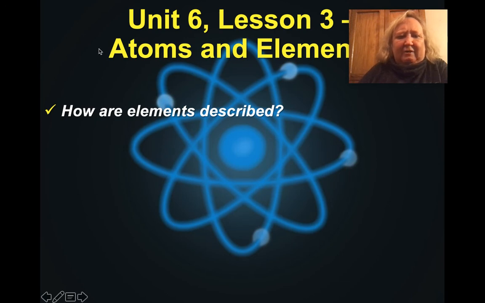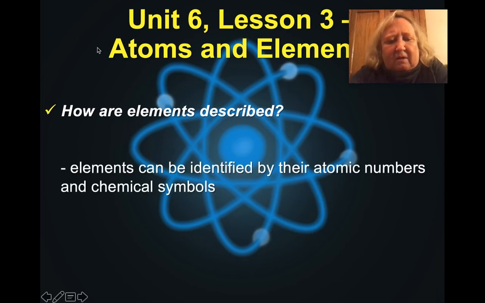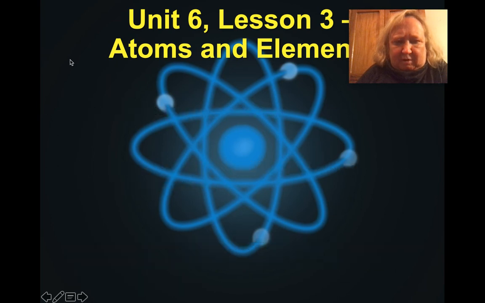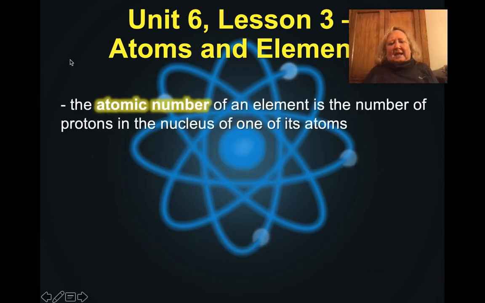All right. How do we describe the elements? Well, they are identified by their atomic number and their chemical symbol. And you're probably like, what is that gibberish? Well, I'm going to tell you right now. All elements have a different number of protons in the nucleus, nuclei, as they say here, which means more than one nucleus. So we identify them based on their proton number, and that is called the atomic number. The atomic number of an element is the number of protons in the nucleus.